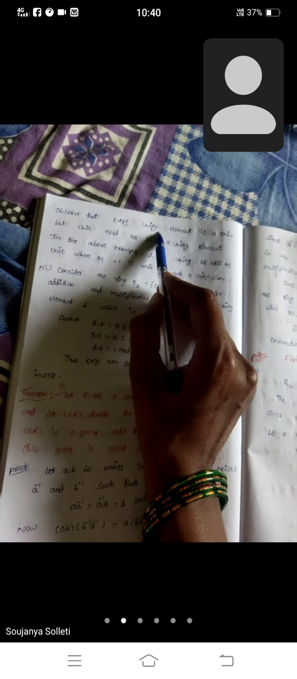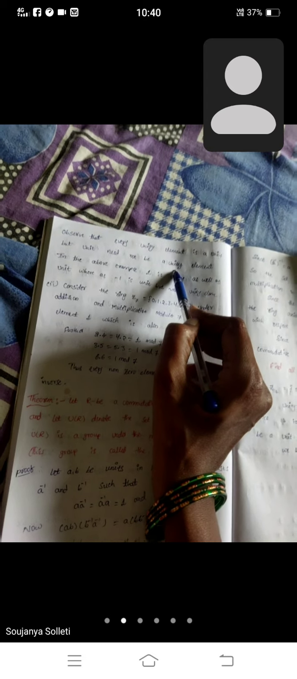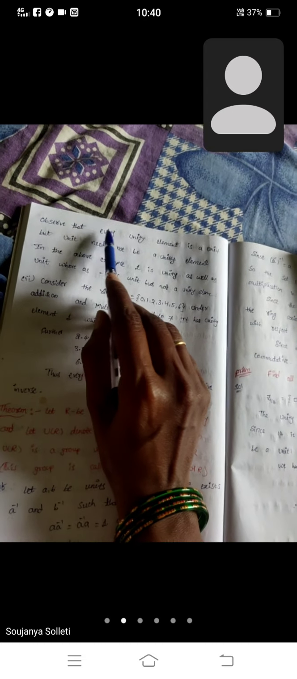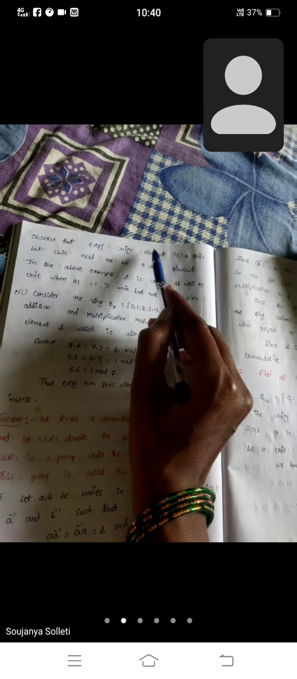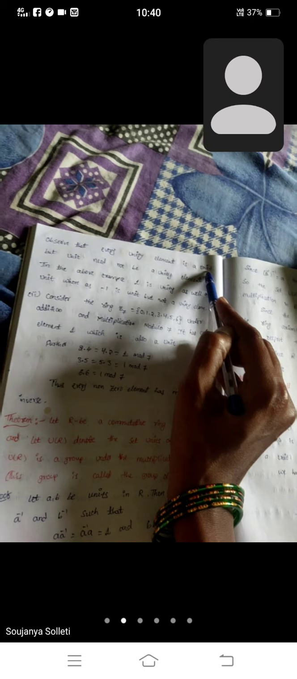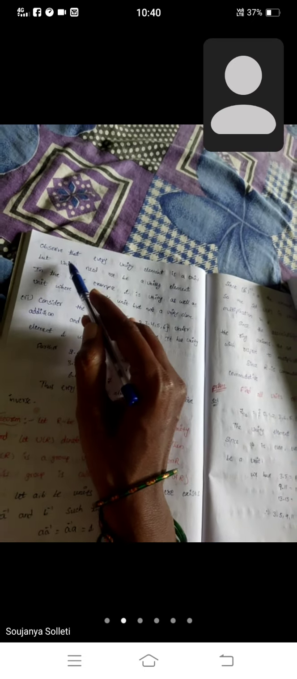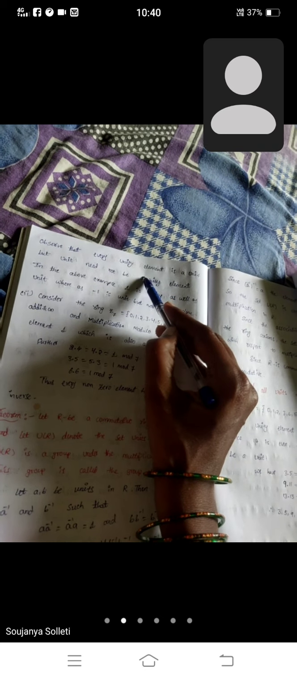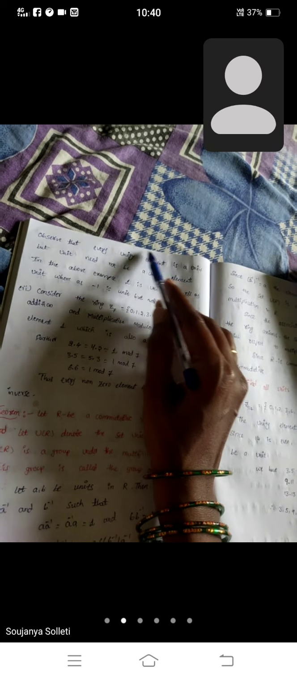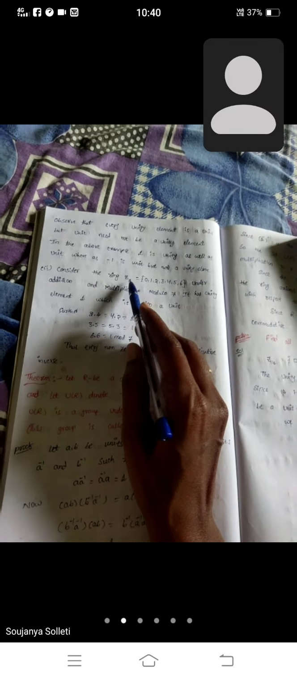Observe that every unity element is a unit, but a unit need not be a unity. Clear that every unity element is a unit. A unity element is 100% a unit, but a unit need not be a unity element. The unit we take need not satisfy the condition of being a unity element, but a unity element is always a unit. Okay, and one more example.